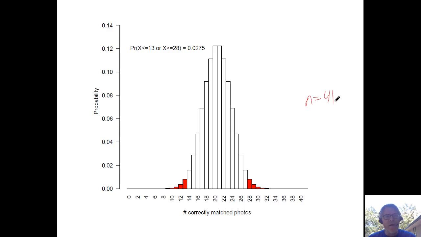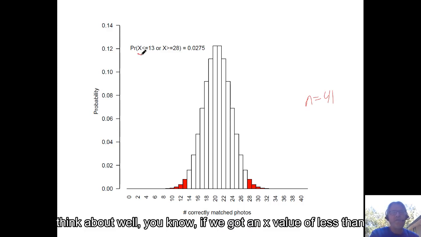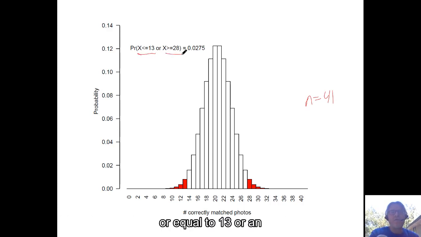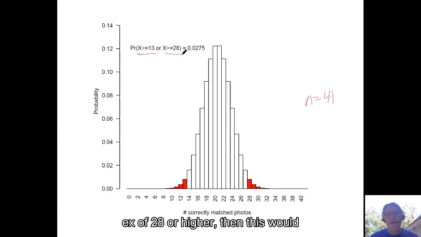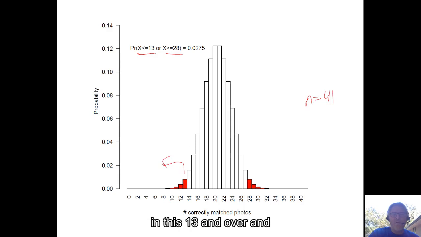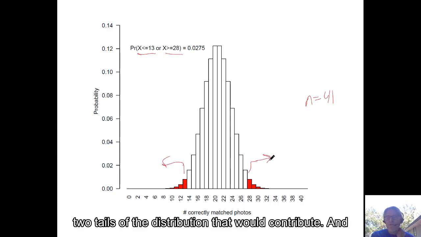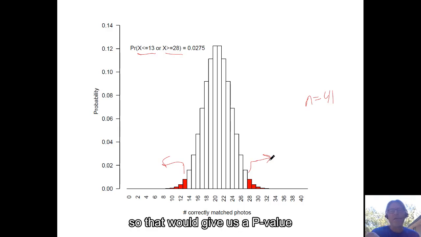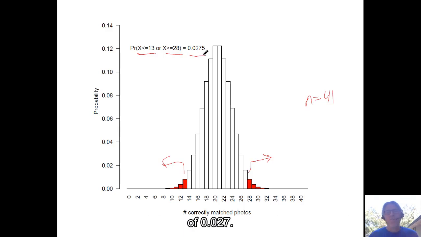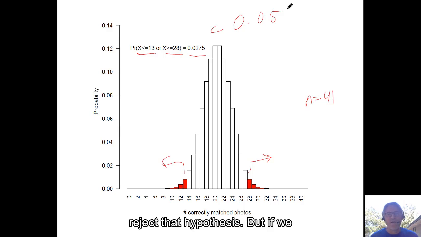And we can think about, well, if we got an x value of less than or equal to 13 or an x of 28 or higher, then this would be the p-value we'd get. We'd shade in this 13 and over and 28 and higher. Those are the two tails of the distribution that would contribute. And so that would give us a p-value of 0.0275. So since that's less than 0.05, we would reject that hypothesis.